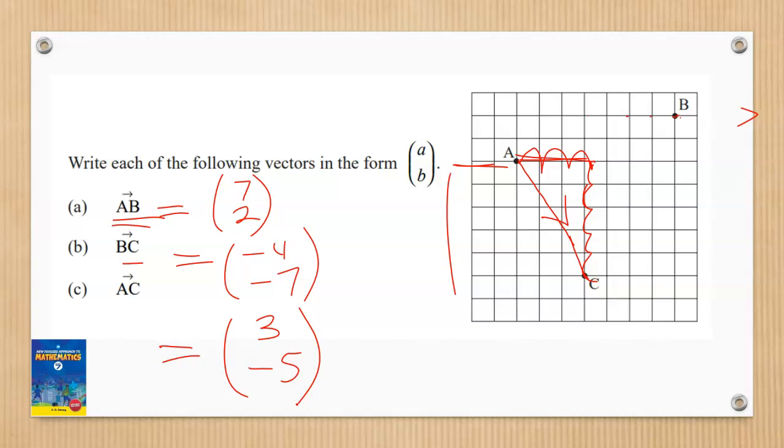I'm sure this has really helped you to understand the concept of representing vectors using graphical means. We'll learn more about vectors.